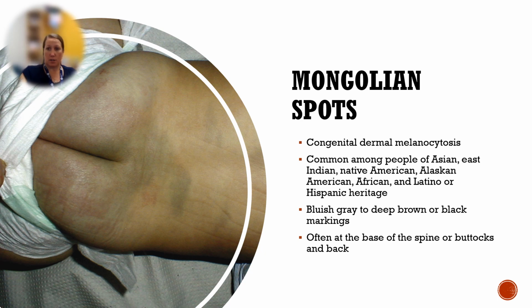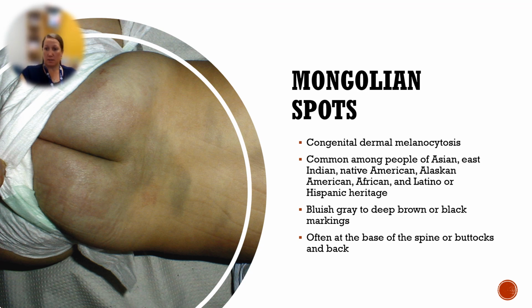Mongolian spots are congenital dermal melanocytosis. Mongolian spots are common among people of Asian, East Indian, Native American, Alaskan American, African, and Latino or Hispanic heritage. They are also present in about 1 in 10 fair-skinned infants. Bluish gray to deep brown to black skin markings often appear at the base of the spine, on the buttocks and back, and even sometimes on the shoulders, ankles, or wrists.